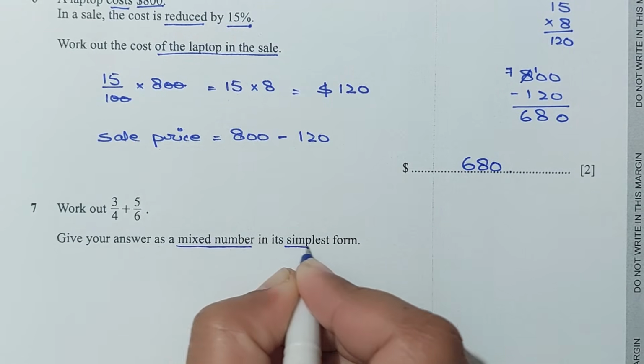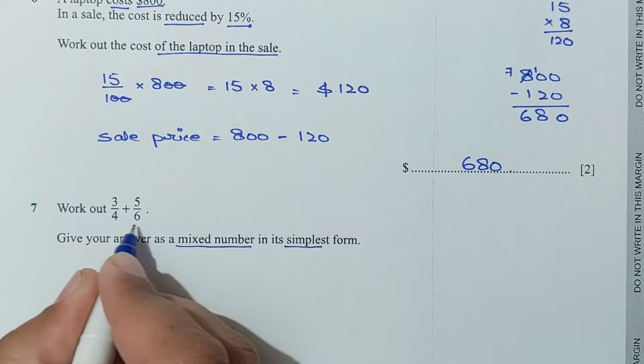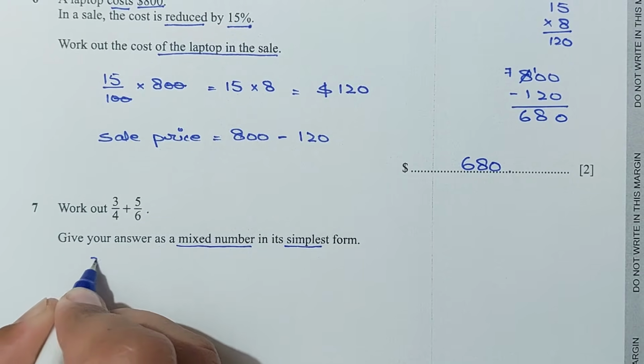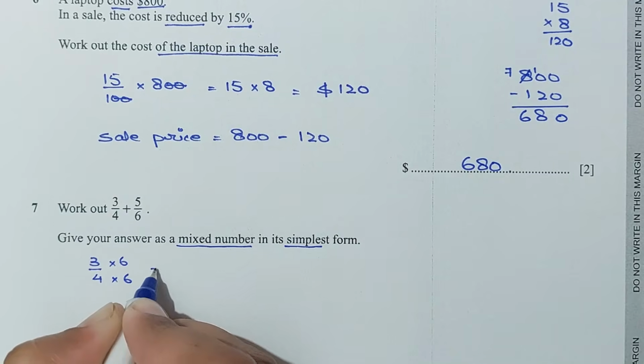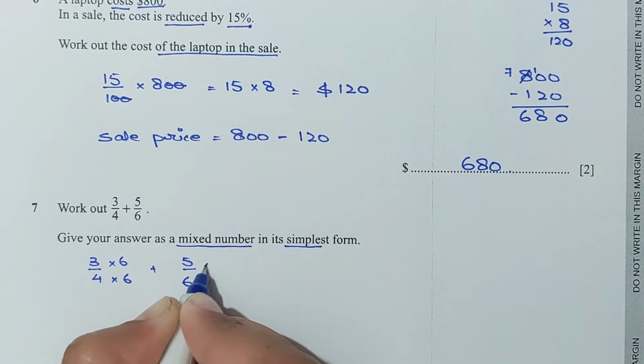Question number 7. Work out. Give your answer as a mixed number in its simplest form. As a mixed number and in its simplest form. Okay, so the denominators are different. So 3 by 4 times it by 6 plus 5 by 6 times it by 4.